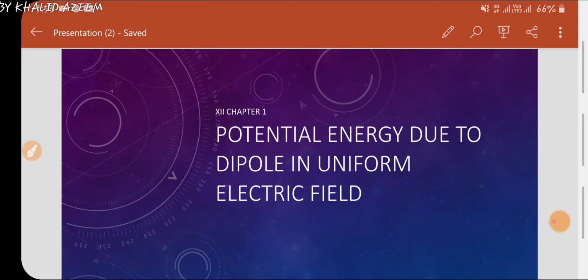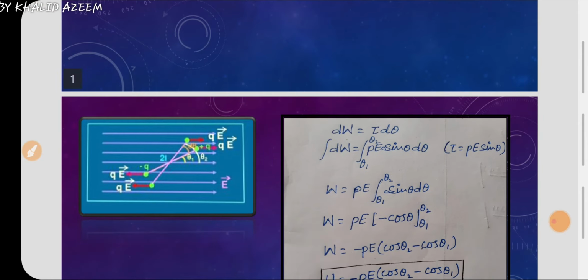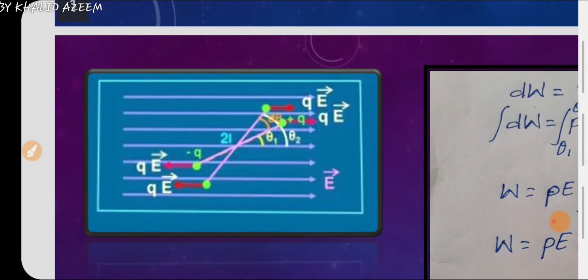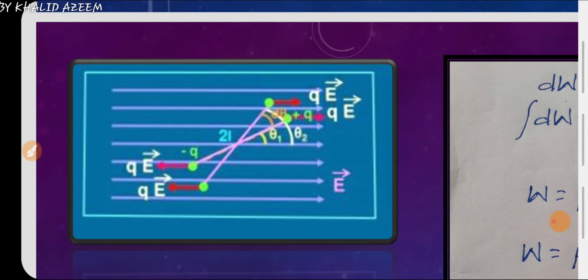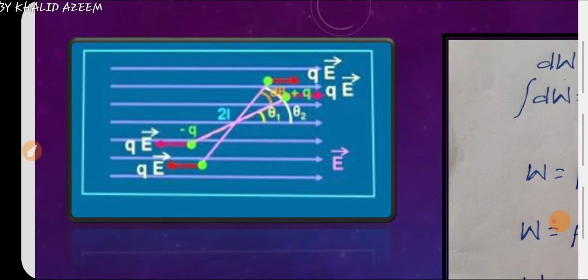I am going to discuss potential energy due to a dipole placed in a uniform electric field. First of all, when a dipole is placed in an external uniform electric field, it feels equal and opposite forces, so it experiences torque and starts to rotate. Suppose initially the angle is theta 1, and after some time its angle becomes theta 2.